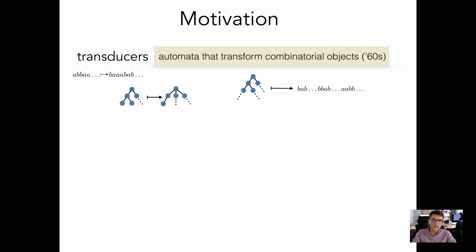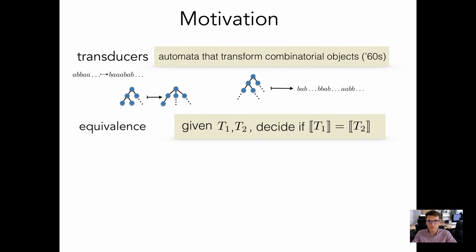And each of these types has many models. Tree-to-tree transductions are, for example, macro tree transducers, or streaming tree transducers, or deterministic top-down transducers, etc. The equivalence problem asks: given two transducers T1, T2 from a certain class, let's say streaming tree transducers, decide if they are equivalent in the sense that they define the same function. In other words, for every input, both T1 and T2 return the same output. So in particular, the domains where T1 and T2 are defined have to be the same.